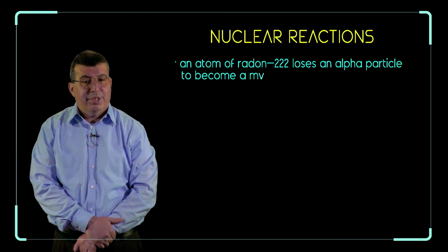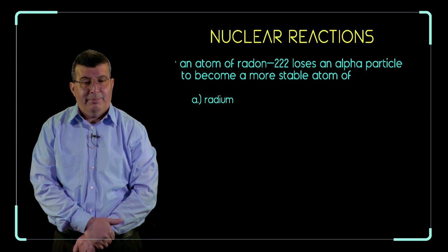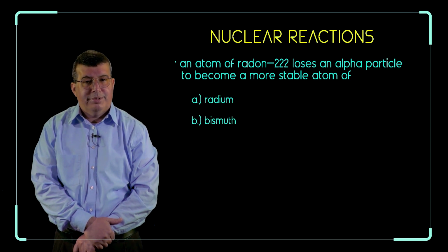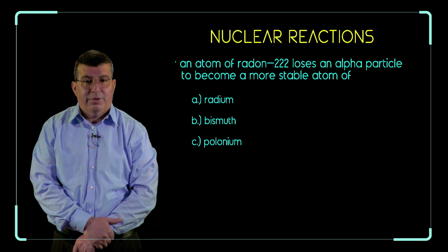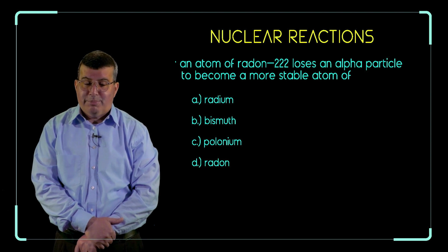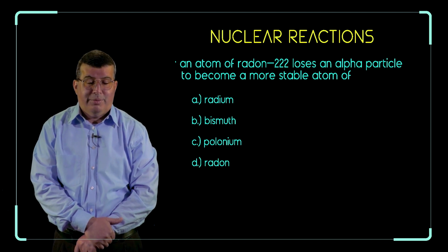Next question. An atom of radon-222 loses an alpha particle to become a more stable atom of A, radium, B, bismuth, C, polonium, or D, radon. Now please pause and consult your periodic table, and when you're ready, hit play again.